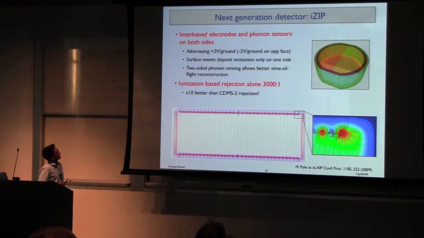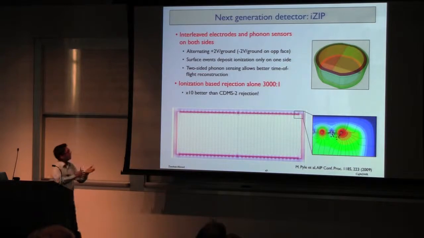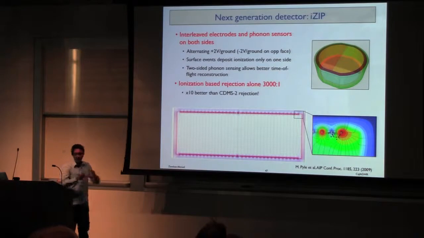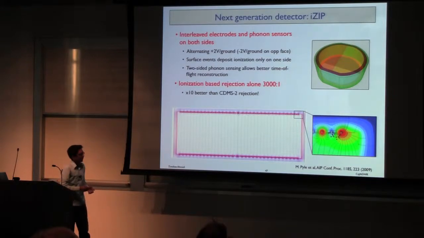So the idea over here is that we have interleaved electrodes and phonon sensors on both sides. So instead of patterning only on one side, we pattern on both sides. The interleaving helps us with this. We can alternately bias rails of interleaved electrodes in a manner that surface events would see a different kind of field than bulk events. And what ends up happening is that if you're close enough to the surface with these alternatingly biased rails, you would collect all the electrons and holes over here, and you would see a surface signal separate from a bulk signal.